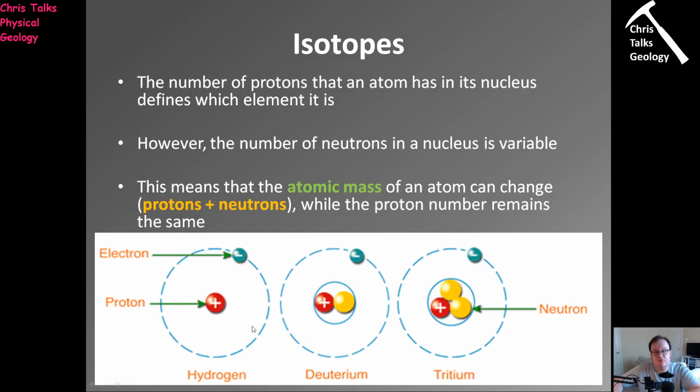So you can see the number of protons is remaining constant. However, the number of neutrons is variable. And this means you're going to end up with different versions of an atom, different versions of an element that have slightly different atomic masses. And each one of these is referred to as an isotope.